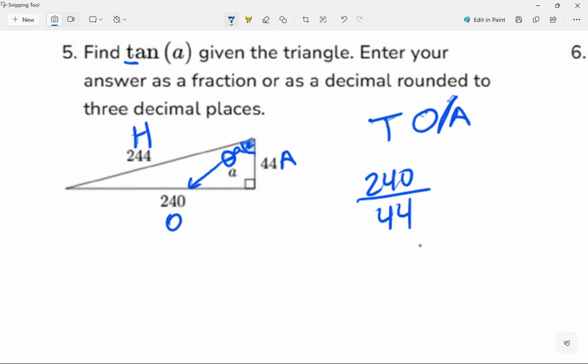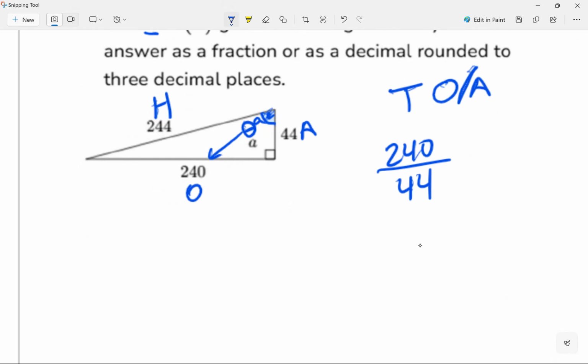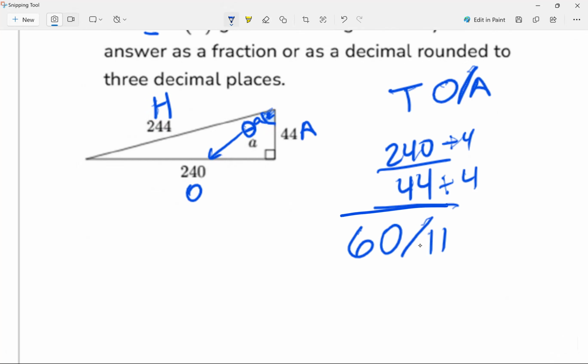Now, 240 over 44 can be simplified. If this was my question and I just type in 240 over 44, it will mark it incorrect because I can simplify this. Let me divide each of these by 4. I know 240 divided by 4 is 60, and 44 divided by 4 is 11. So as a fraction, let me call this 60 over 11.